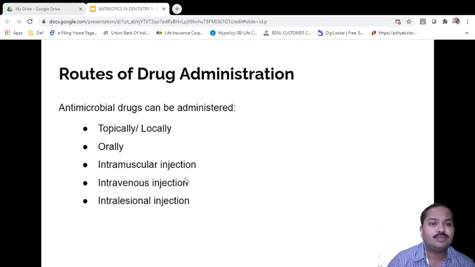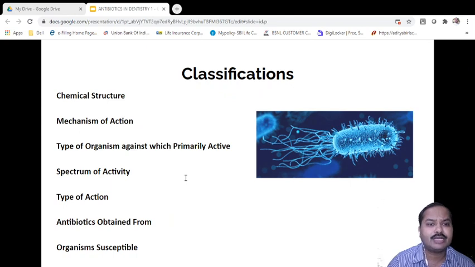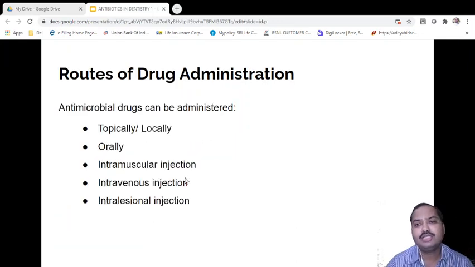Then we will come to the routes of drug administration. We have completed the classification part and we come to the routes of drug administration. As you know, the route of drug administration is very important in the uptake of the medicine. So, antimicrobial drugs can be administered either locally or topically.